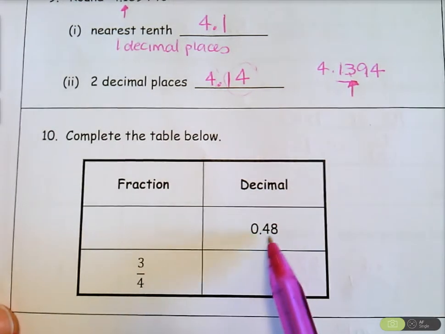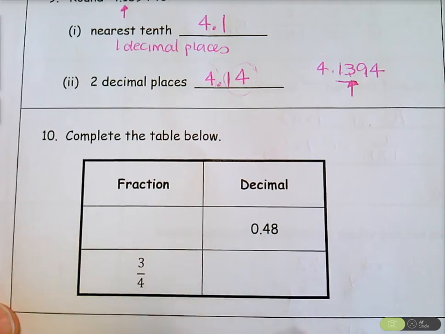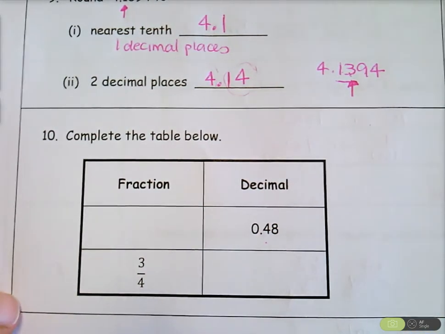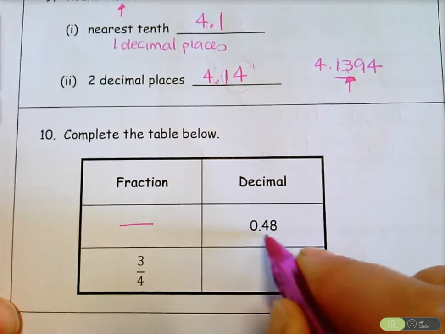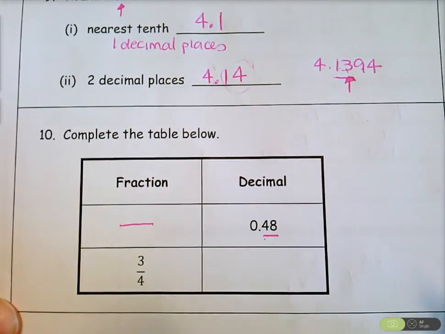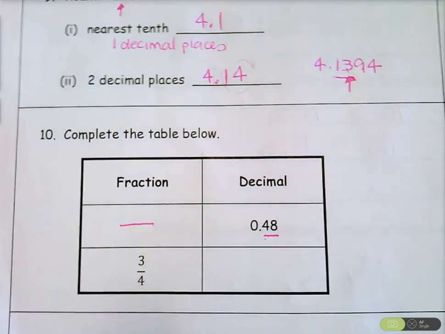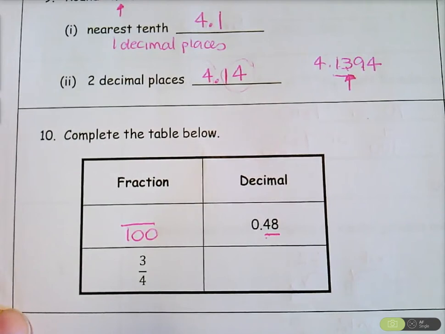Girls, 0.48. How many digits after the decimal point? All right, the 4 is in the tenths column. The 8 is in the hundredths column. So because you've got 2 digits after the decimal point, this fraction, is it over 10, over 100, or over 1,000? Girls, the 4 is in the tenths column. The 8 is in the hundredths column. So this fraction is in hundredths. It goes up to the hundredths place.